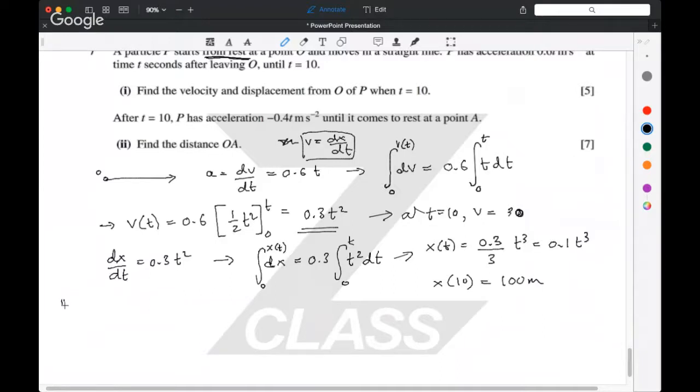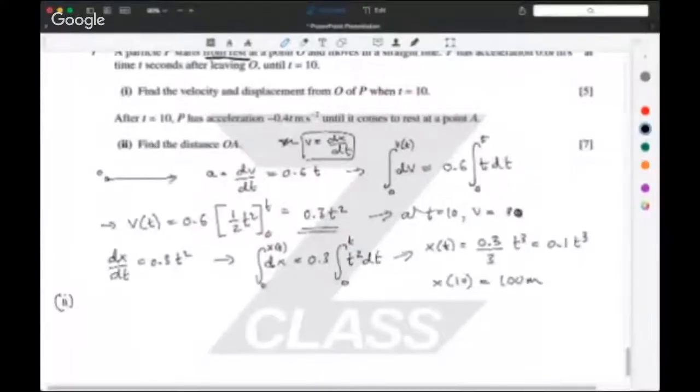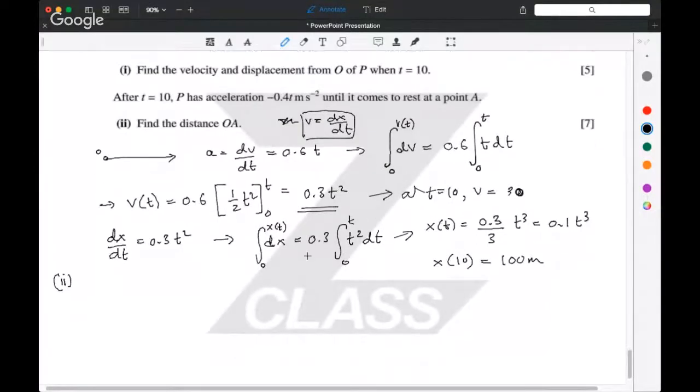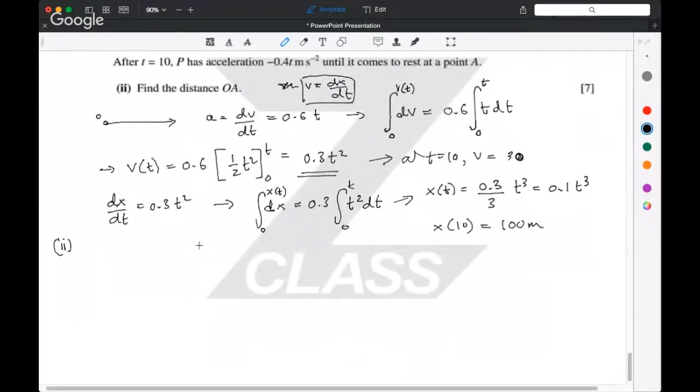So part 2. Now we have a different kind of motion. At 10 seconds, the motion changes, so the differential equation has changed. In fact, it's decelerating, so we're going to have to repeat this procedure. I'm going to call any t that's greater than 10 seconds t prime, just to make it clear. You'll see why that's useful.